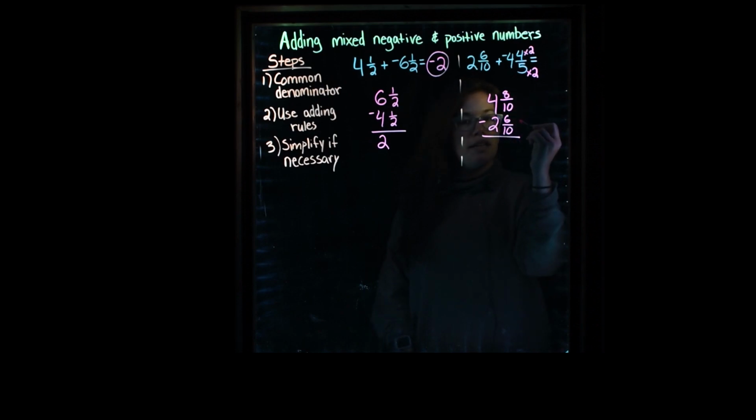8 minus 6 is 2. And it keeps the same denominator. 4 minus 2 is 2. Technically, I can simplify 2/10 as 1/5.